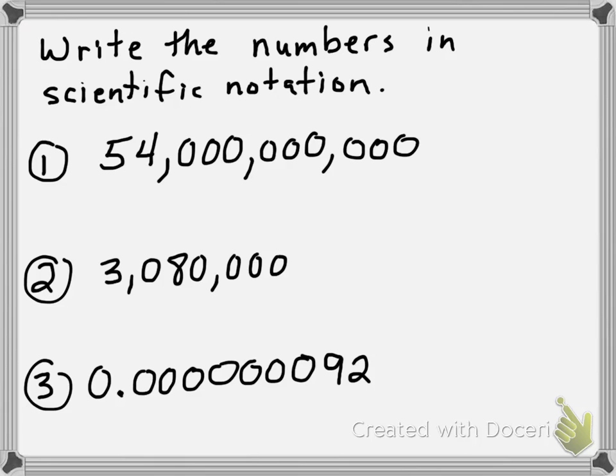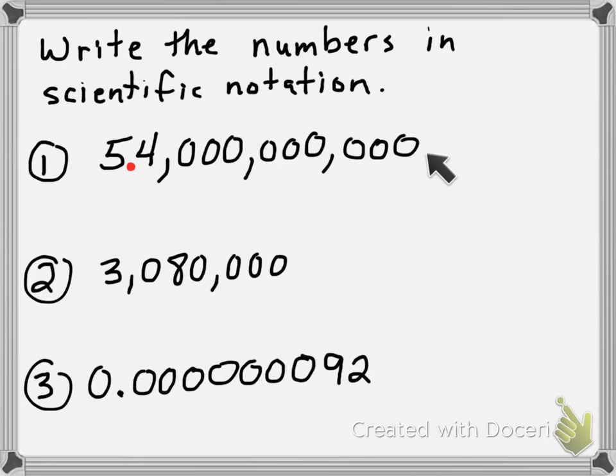Alright, so when I'm trying to write things in scientific notation, the first thing I have to do is figure out where the decimal goes. The decimal always goes right after the first number. So that's where I'm going to put my decimal. Now, I need to figure out how far the decimal moved to get there. Well, the decimal always starts out at the end of a whole number. So the decimal is right here.